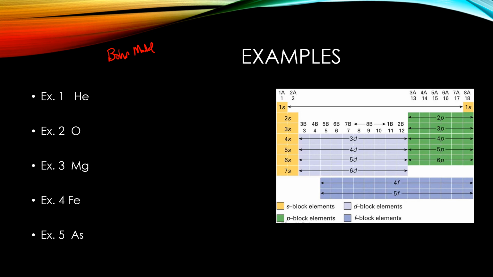The first thing that you need to do is identify what the atomic number is for your element. When I look at helium, hopefully you guys can find that and notice it's atomic number 2. That means it has 2 electrons. So if I draw a Bohr model for the helium atom, there's my nucleus, there's my first energy level, and it has 2 electrons found in it.